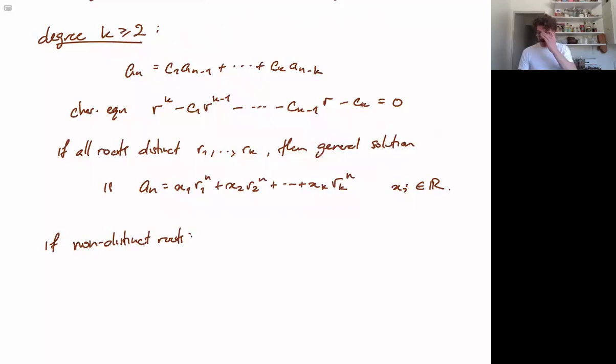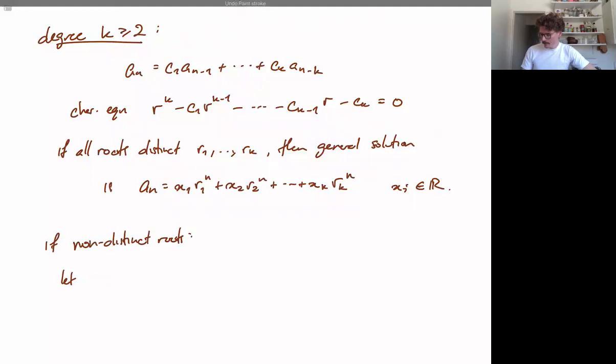And for non-distinct roots, again, it's basically similar to the n equals 2 case. You just have to keep taking higher and higher powers. So let's say we have some roots with some multiplicity. So here's our characteristic equation.